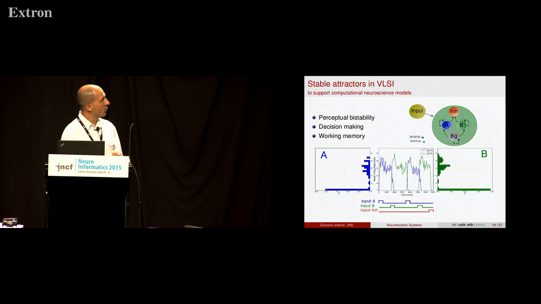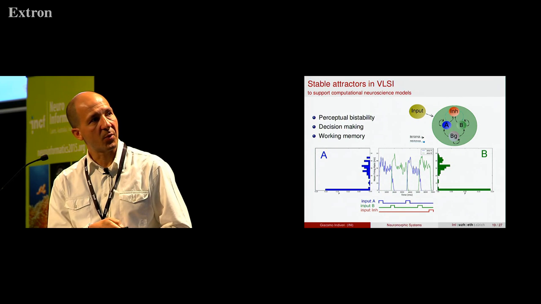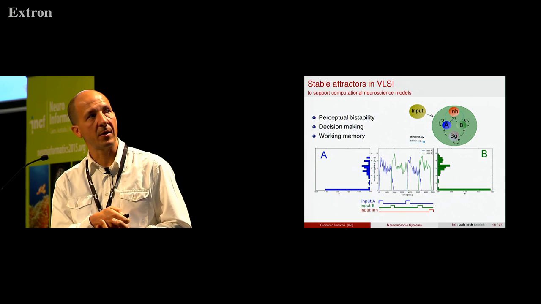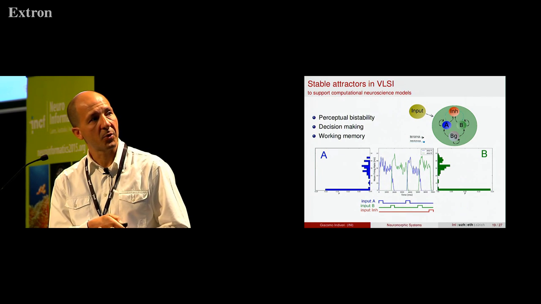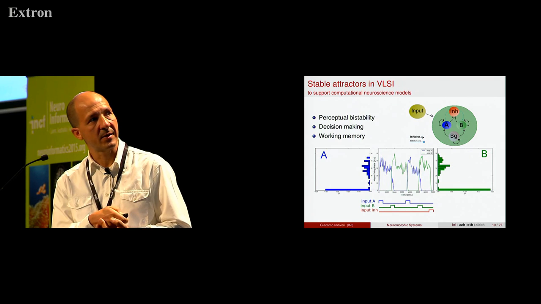So for example, we configured the chip to have two attractors, A and B, which were mutually inhibiting each other, and then provided some input. And you can see when you provide input to the population A, if you look at the mean firing rate, you have a high activity. When you take the input away, you still have some sustained activity. It's slightly lower, but it's still there.